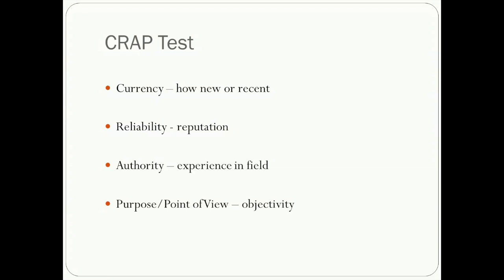This brings us to the CRAP test. As funny as the name might sound, the CRAP test is a formal way of evaluating web sources. CRAP stands for Currency, Reliability, Authority, and Purpose or Point of View. Currency is how new or recent a source is. Reliability is whether or not the source has a good reputation. Authority is whether or not the source has experience in the field that you're trying to question. And finally, the purpose or point of view is how objective or subjective a web source is.